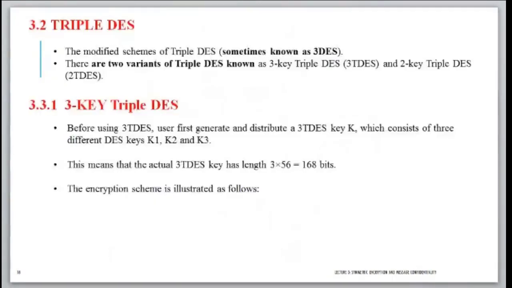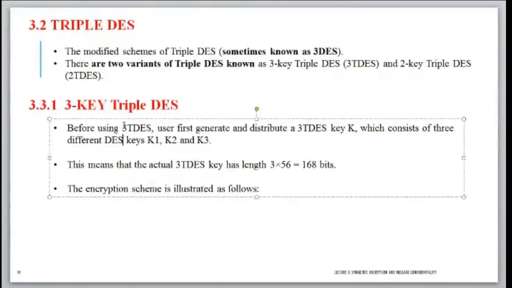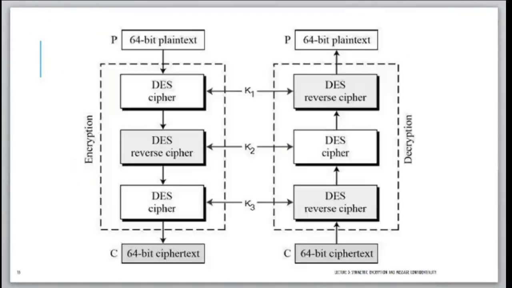Now I'm going for the triple key, 3-key DES. What does this mean? Now you can see the algorithm here. This is my data, 64 bits of data. I'm going to send it into the DES algorithm. This is what we studied in the previous slides.